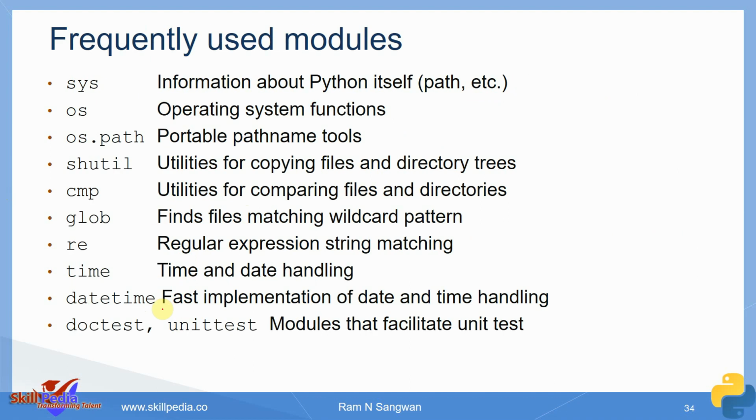Frequently used modules, an important list. sys will have information about Python itself. os, operating system functions. os.path, portable path name tools. shutil, utilities for copying files and directory trees. filecmp, utilities for comparing files and directories. glob, to find files matching a wildcard pattern. Regular expressions, re. time, for time and date handling. datetime, fast implementation of date and time handling. doctest and unittest, modules that facilitate unit testing.